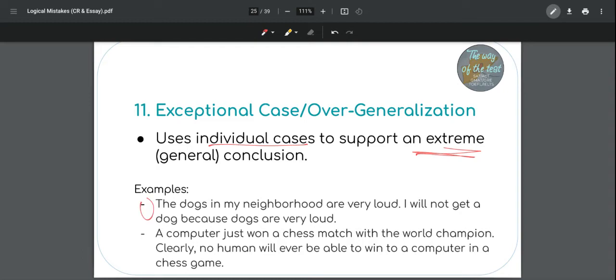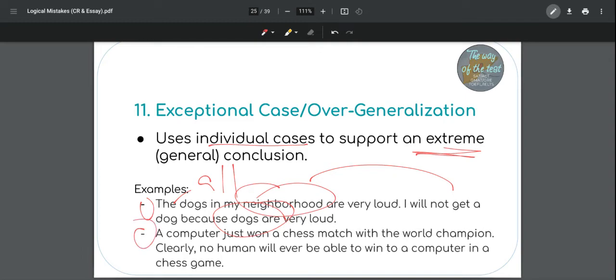So the first example: the dogs in my neighborhood are very loud, so I will not get a dog because dogs are very loud. Even if all the dogs in your specific neighborhood are a little loud, which, even if I say all the dogs, is an extreme, I'm still just talking about my neighborhood. So I cannot jump from neighborhood to all dogs, to dogs in the world. That's just too big of a jump.